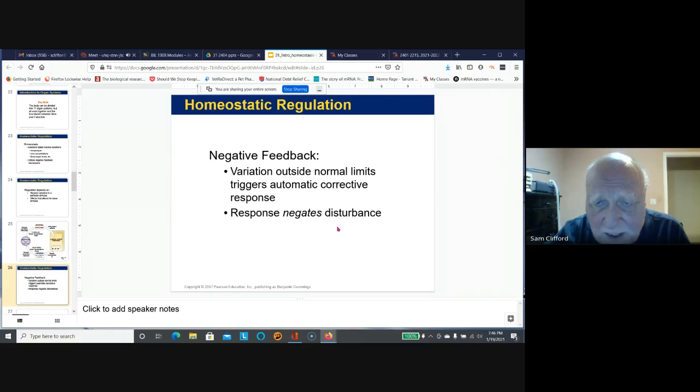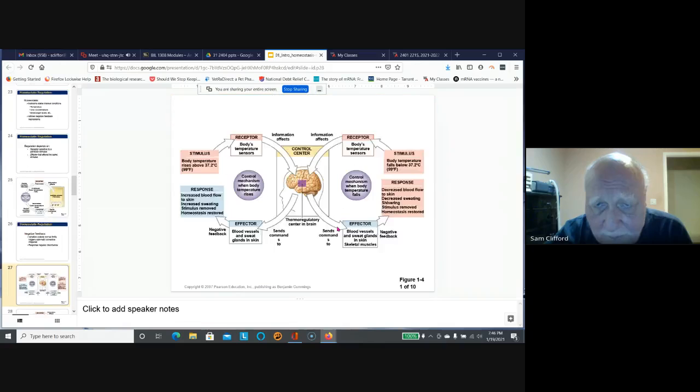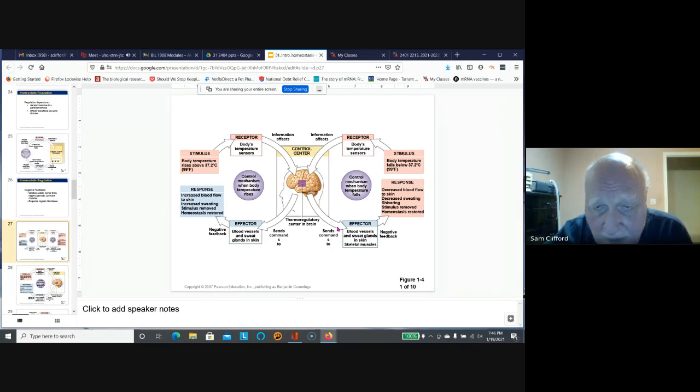So homeostasis maintains temperature, pH, chemical concentrations, and so on. So here's a summary of what can happen.